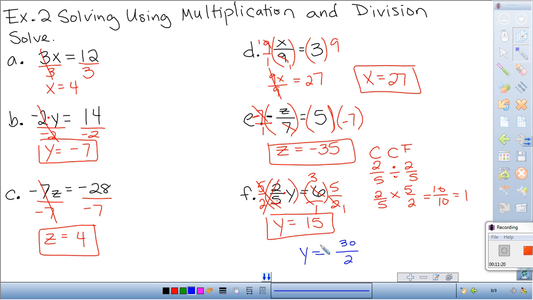All right, that's one-step equations. In 3-1, we'll be learning two-step equations.